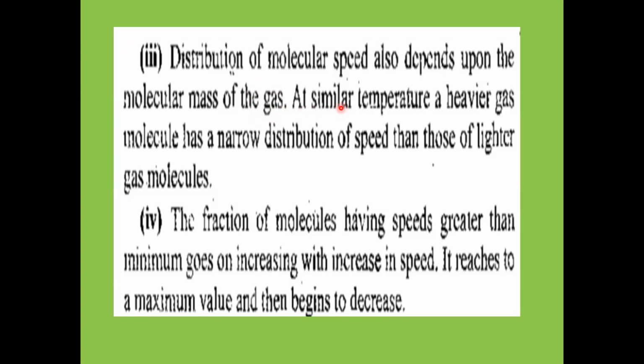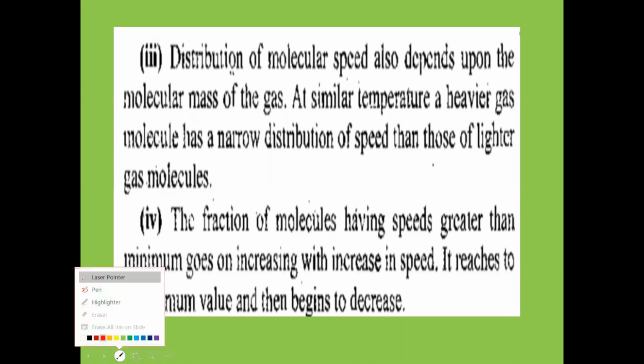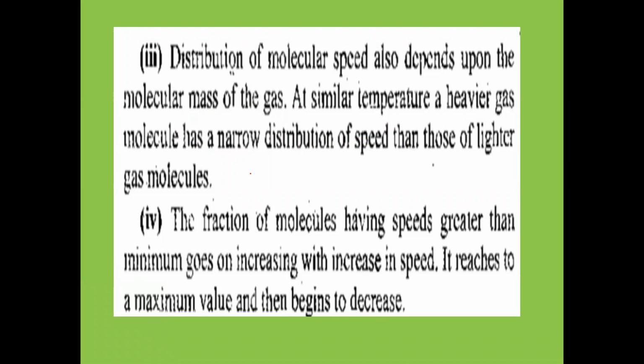At the same temperature, a heavier gas, meaning a gas with more molecular mass, has a narrow distribution of speed than those of lighter gas molecules. That means, suppose you take a curve of oxygen like this. It is for oxygen.